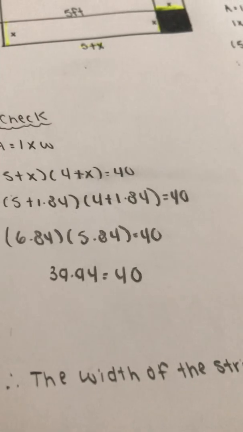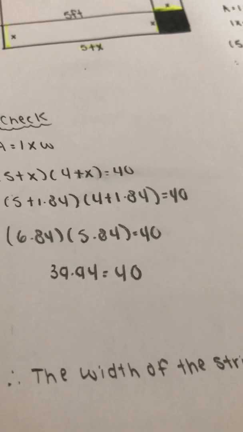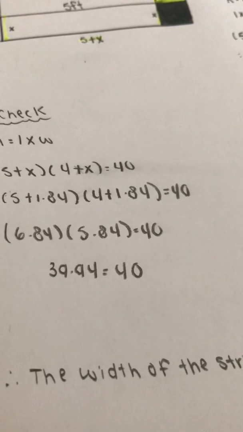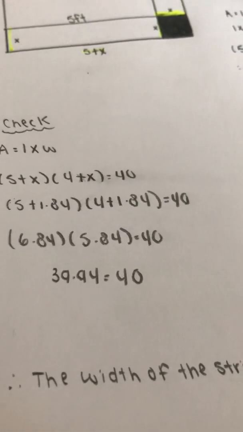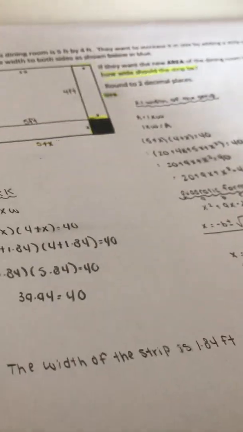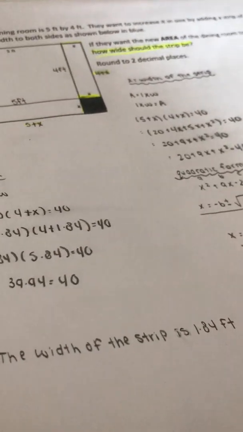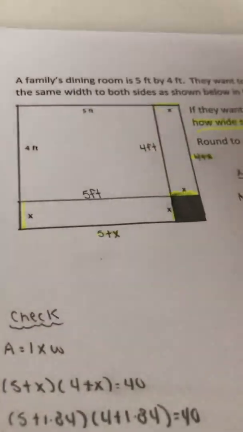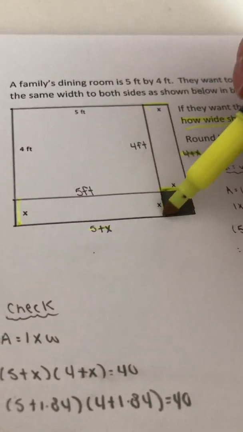After I multiplied 6.84 times 5.84, I got 39.94, which is basically 40 if you round up. So that means the width of the strip is 1.84 feet. And we know this is in feet because the question's in feet. And yeah, so x is 1.84 feet.